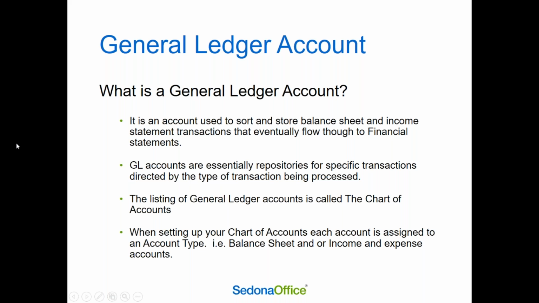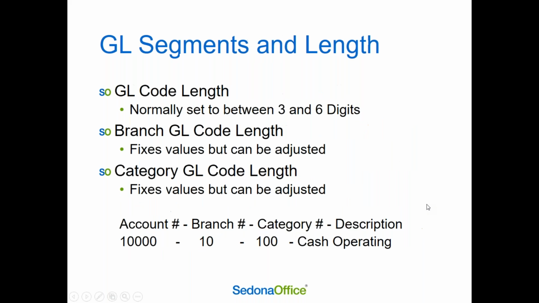and your service levels. So here's a little bit of verbiage about general ledger accounts. I won't talk about everything you see on the screen, but I will talk around it. So this is what your chart of accounts will look like. Here are the segments and lengths. So your GL codes are normally between 3 and 6 digits long. This is the base account that you'll be establishing in Sedona.